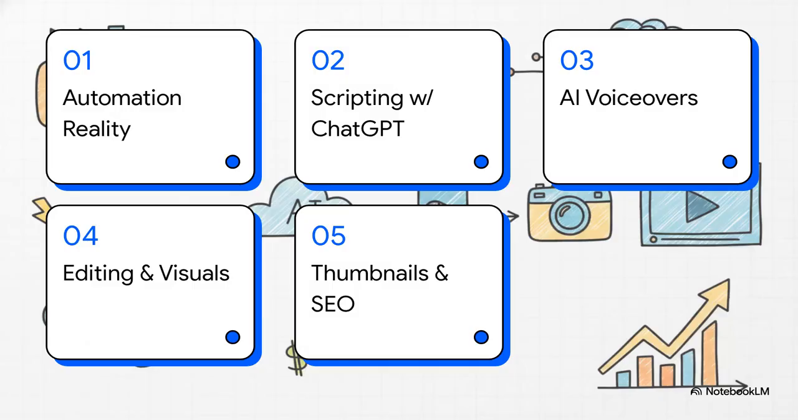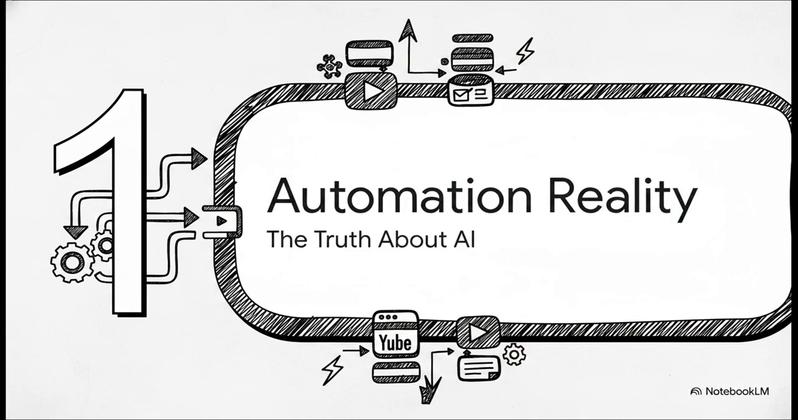So here is our roadmap for today's explainer. We're covering 1. The YouTube automation reality, 2. Scripting with ChatGPT, 3. Generating AI voiceovers, 4. Editing and free visuals, and finally, 5. Thumbnails and SEO strategy. We are walking through the complete pipeline from absolute scratch, so you know exactly how it's done. All right, kicking things off with Section 1, the YouTube automation reality.